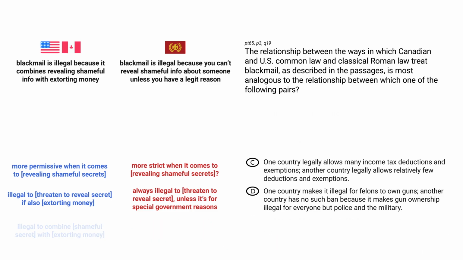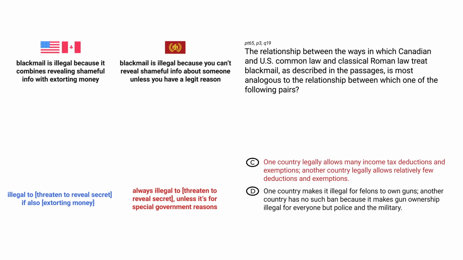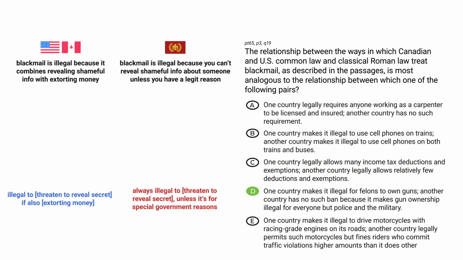Ultimately, when we come back to C and D, we were trying to make a charitable case for C, but it is weaker. These aren't really deductions or exemptions. In Canada and the US, there is just a default legality to the idea of being able to say what you want. It only becomes illegal in one narrow circumstance. So that really doesn't match C. So D ends up being the correct answer, and it is a super weird one, but the idea is just gun ownership is generally legal, just like free speech is generally legal, except for one special situation, except for felons or except for when you're extorting money. And then in the other country, you don't need to ban that sort of special situation because it's just already illegal to own guns unless you're the government.